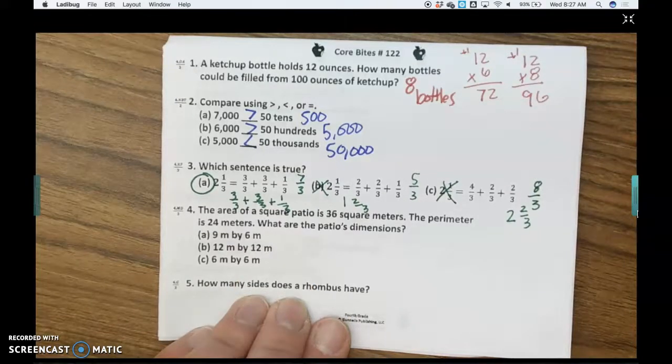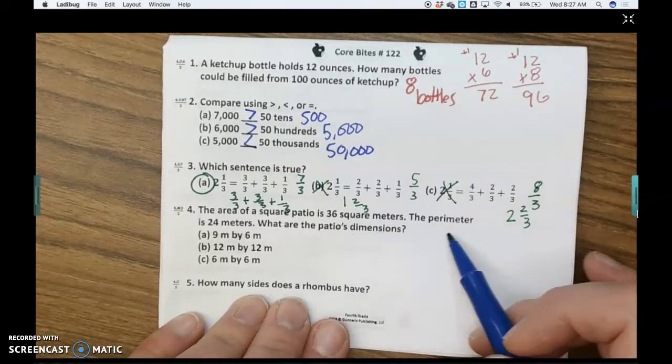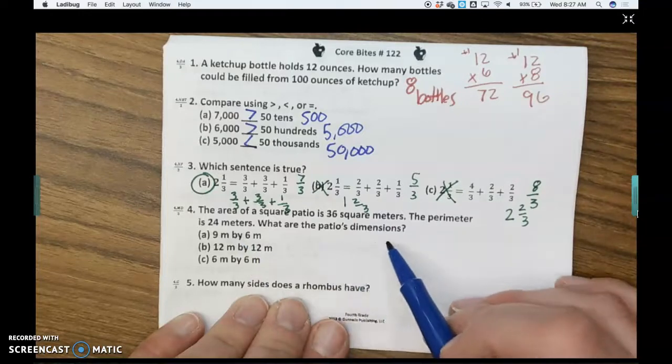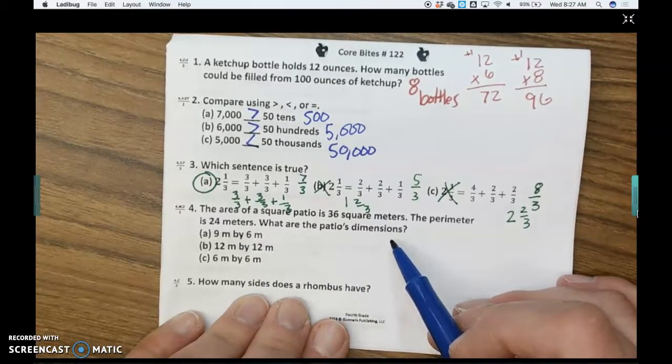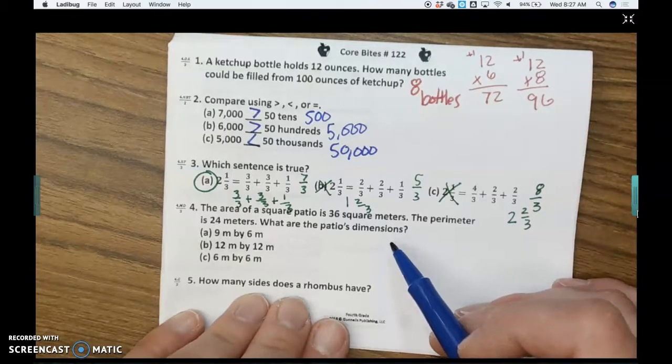Okay? For 4, the area of a square patio is 36 square meters. The perimeter is 24 meters. What are the patio's dimensions? Okay? So they're asking you basically the perimeter, well, no, they're asking us the whole thing then. Okay, so the area is 36. Okay, so they're asking you how you'd figure it out.